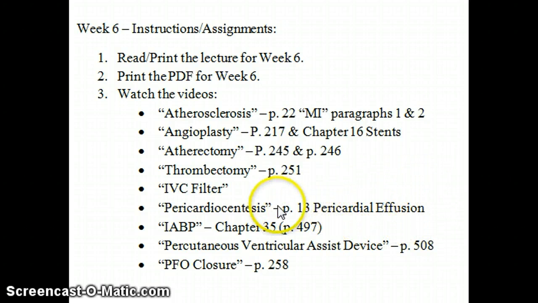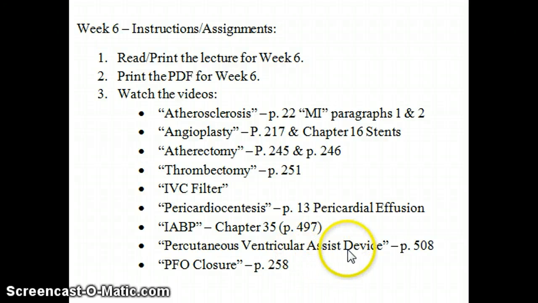So again, that would be another good page that I would like for you to read. It's not a long section. Page 13, it's just talking about pericardial effusion, and so when a patient has pericardial effusion, you do a pericardiocentesis to fix that. The IABP, intra-aortic balloon pump, there's a whole chapter dedicated to that, chapter 35, which starts on page 497. Again, I don't expect you to read the whole chapter, but if there are things that you're interested in or want to know more about, refer to that.